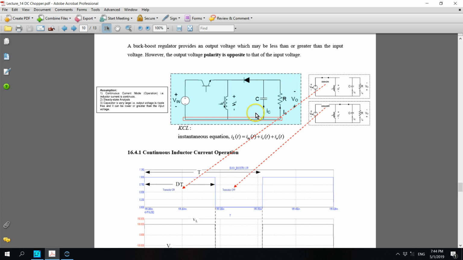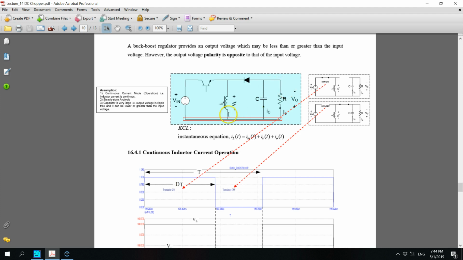Whilst when the transistor is off, the switch appears as an open circuit, and now the current in the inductor will flow through the diode, turning the diode on. That will be the equivalent circuit during the turn off, whereby we have only VL and Vout in the equations.